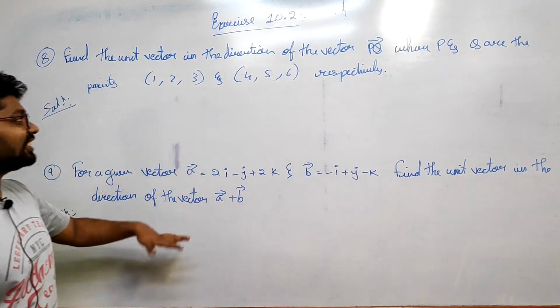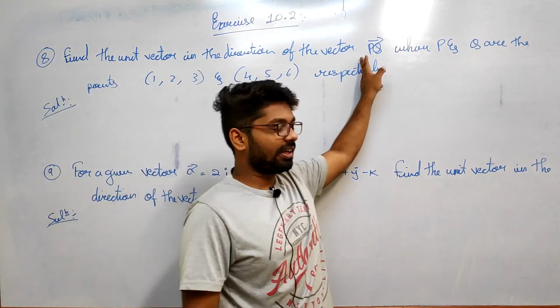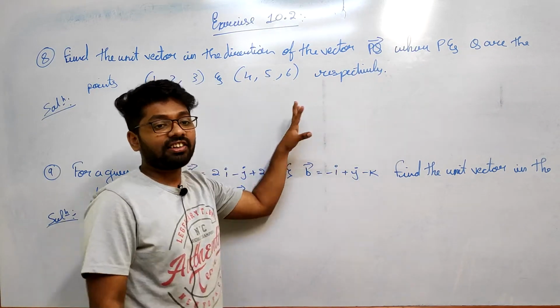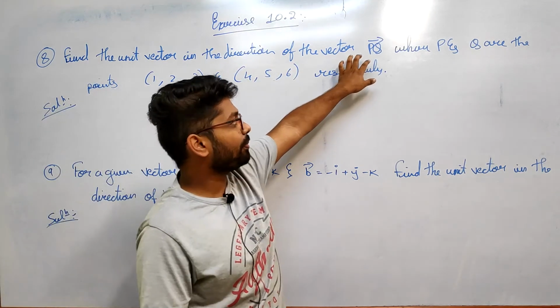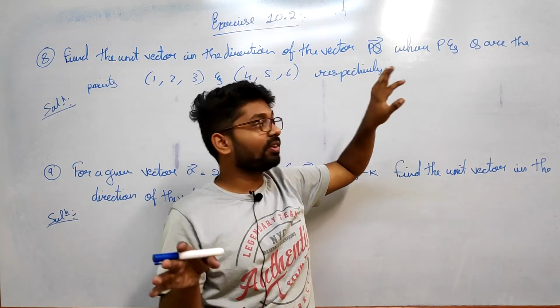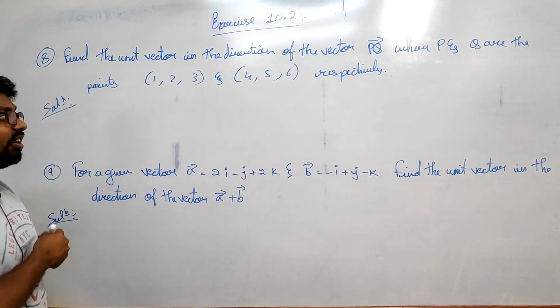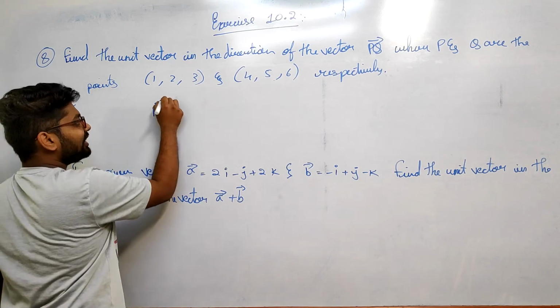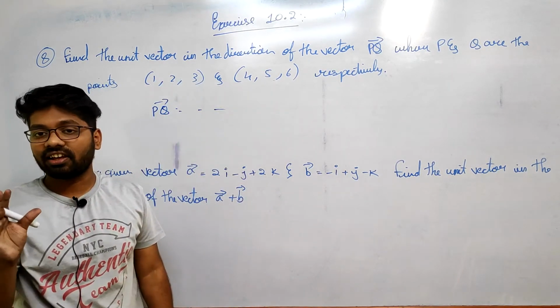Okay, let us solve the next set of questions. Here, find the unit vector in the direction of the vector pq bar. Just observe here. He has given the direction in the form of pq bar, but he has given points for pq. P and Q points are given, but he did not directly give you pq bar as a vector. He has directly given you just points.